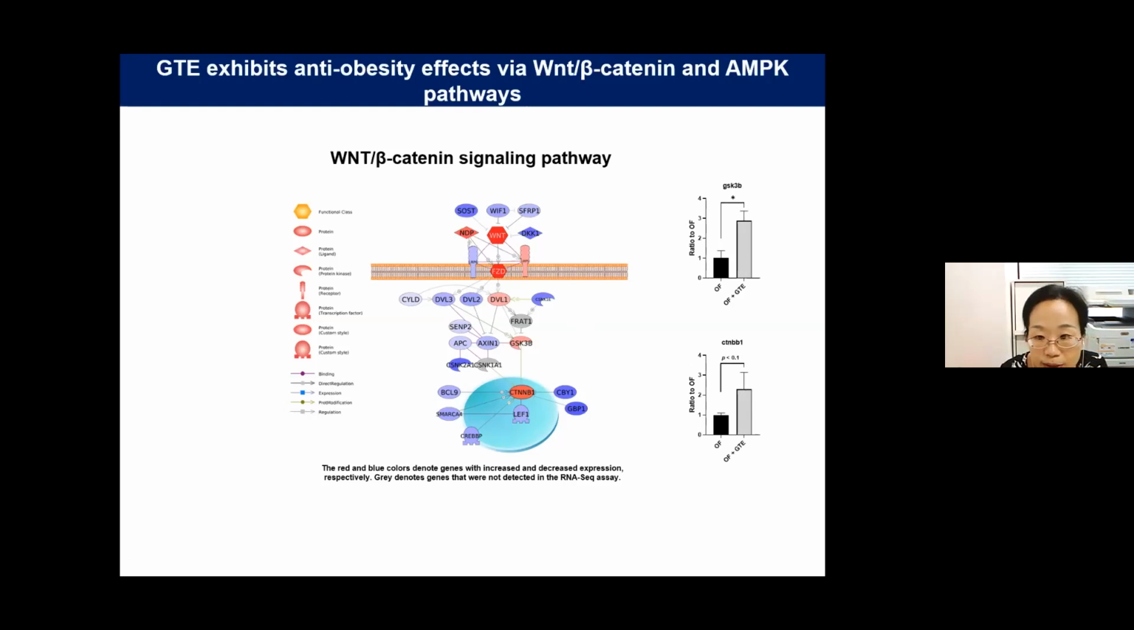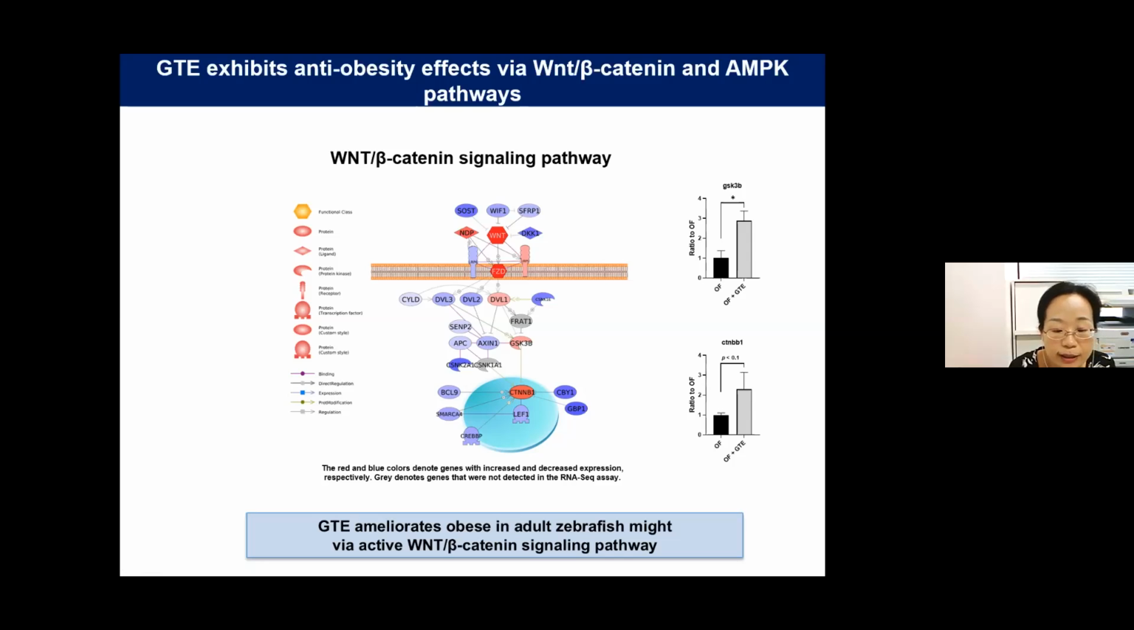The qPCR analysis revealed that GTE significantly upregulated GSK3B and showed a tendency to activate CTNNB1 expression. This result indicates that GTE ameliorates obesity in adult zebrafish, might be via an active Wnt beta-catenin signaling pathway.